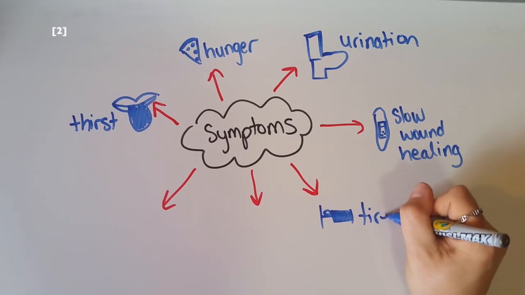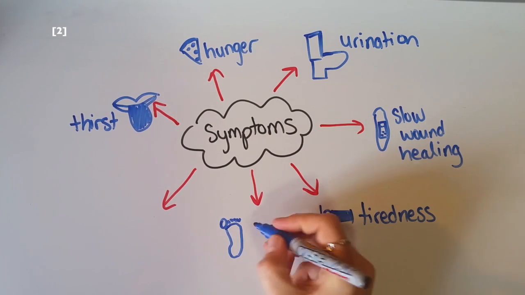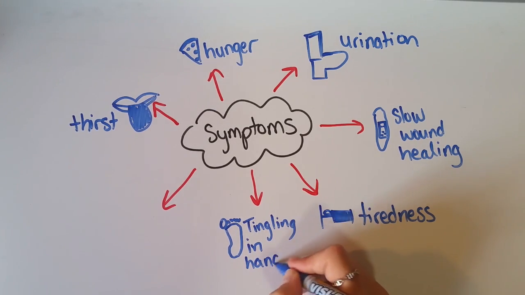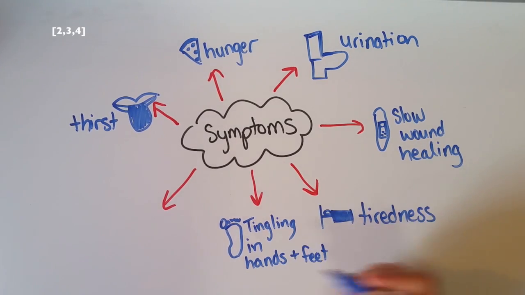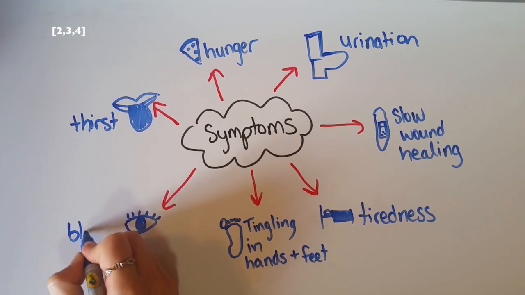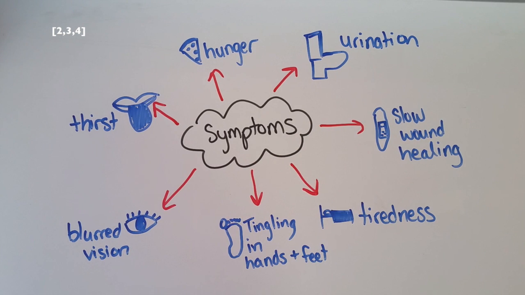Polyphagia occurs when cells lack nutrients because they cannot access or metabolize blood glucose due to insulin resistance, and so trigger hunger signals in the brain. Other symptoms of type 2 diabetes include slow wound healing, excessive tiredness, tingling in hands and feet, and blurred vision. Most of these symptoms can be credited to cellular dysfunction due to inadequate glucose uptake and metabolism.